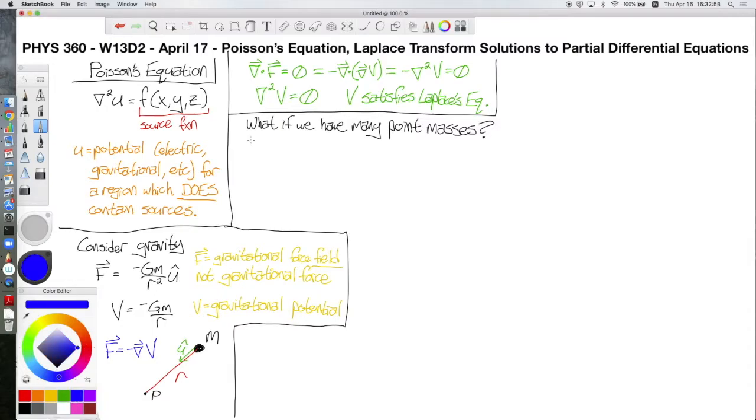So mathematically, the overall potential at point P, V, can be written as the sum over all of the individual point masses of the potential created at point P by that individual mass, which we could also write as negative the sum over all of the masses G m sub i over r sub i, just plugging in the formula for the gravitational potential. And then the force would be related to this in the following way.